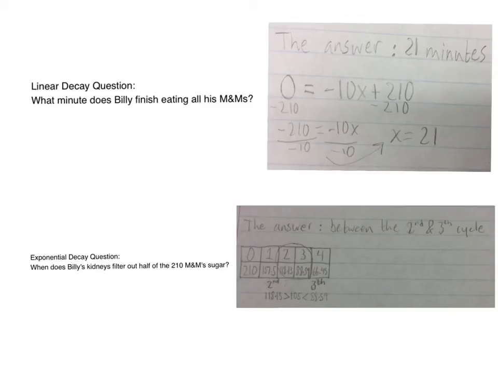Exponential decay. My question was, when does Billy's kidneys filter a half of the 210 M&Ms sugar? And I got between the second and third cycle, because in the second cycle it's 118.13, and in the third cycle it's 88.59, and then between that is 105. So in between the second and third cycle is when Billy's kidneys filter a half of the M&M's sugar.